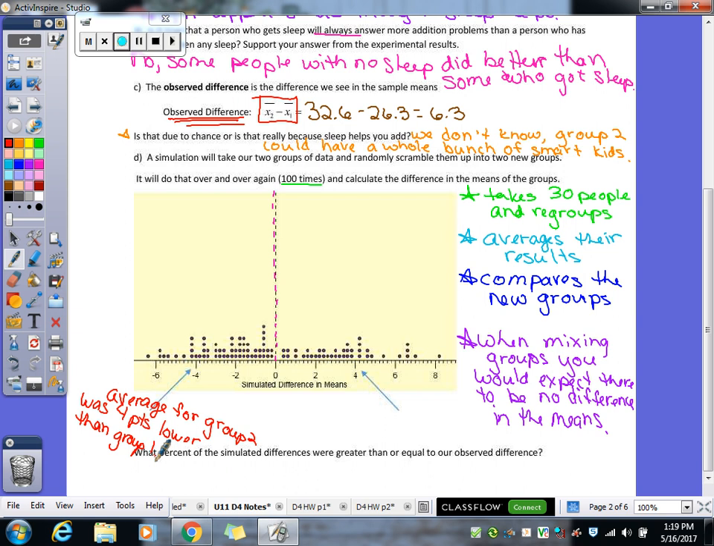So then our +4 over here means that the average for group 2 was 4 points higher than group 1.